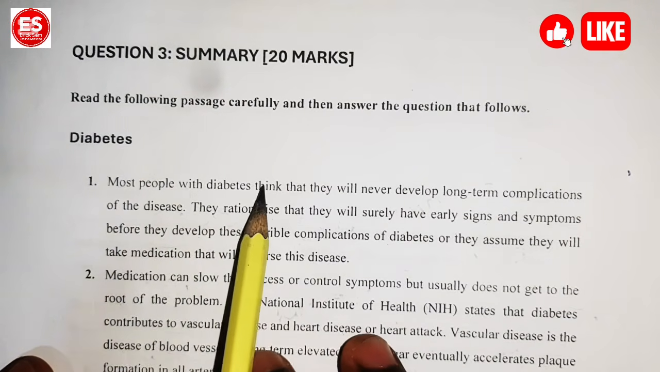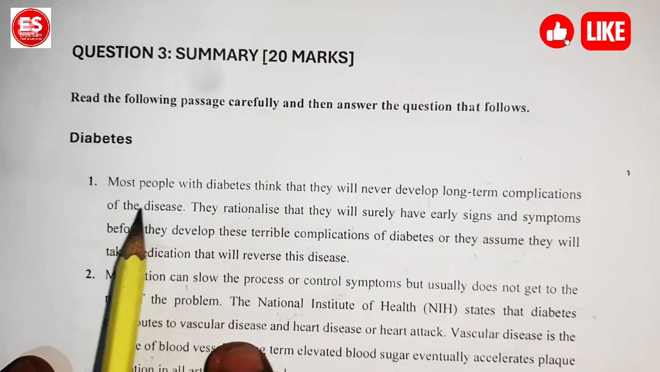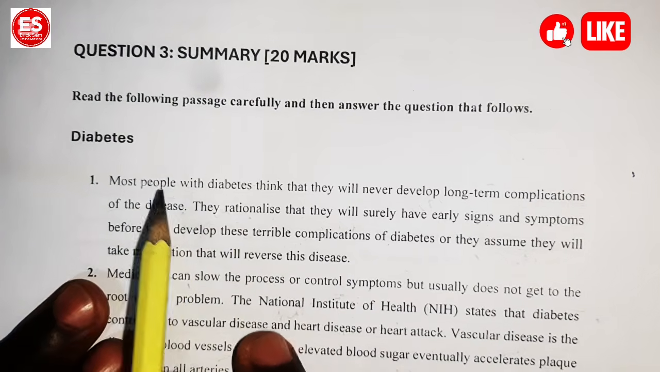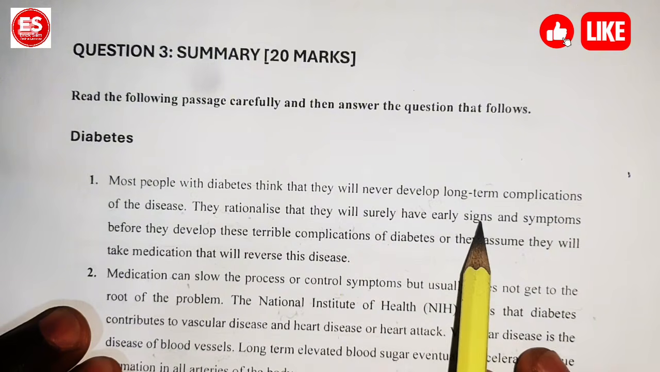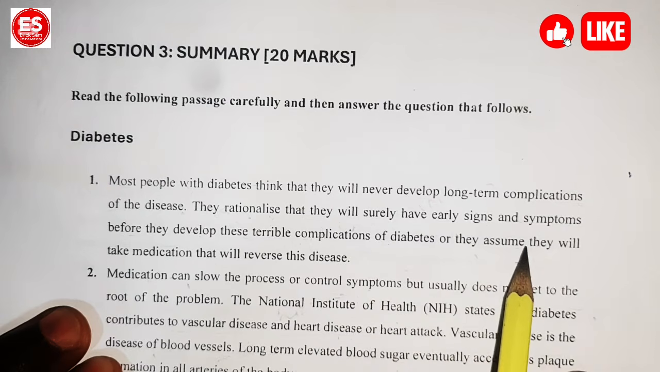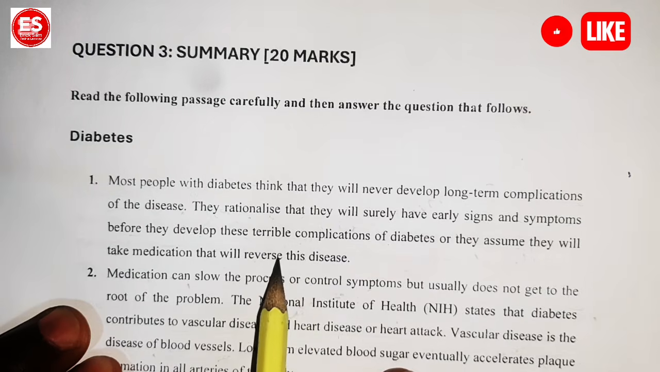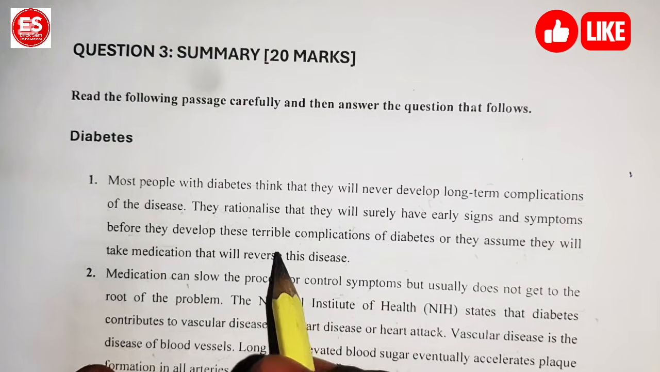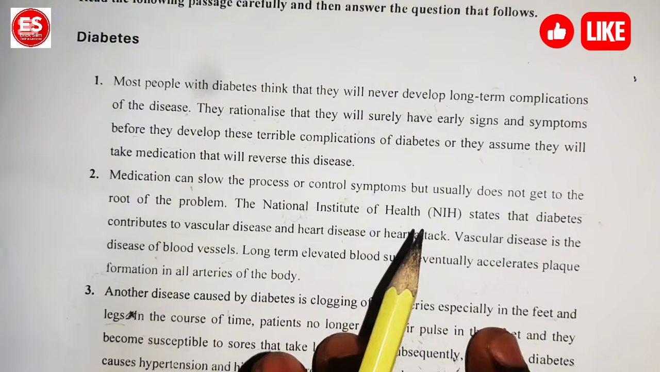Most people with diabetes think that they will never develop long-term complications of the disease. So this is not the point. Of course, this is an introduction. They rationalize that they will surely have early signs and symptoms before they develop these terrible complications of diabetes, or they assume they will take medication that will reverse this disease. All right. So this is only paragraph 1. We can see there is no answer there, right? We don't have what we are looking for.